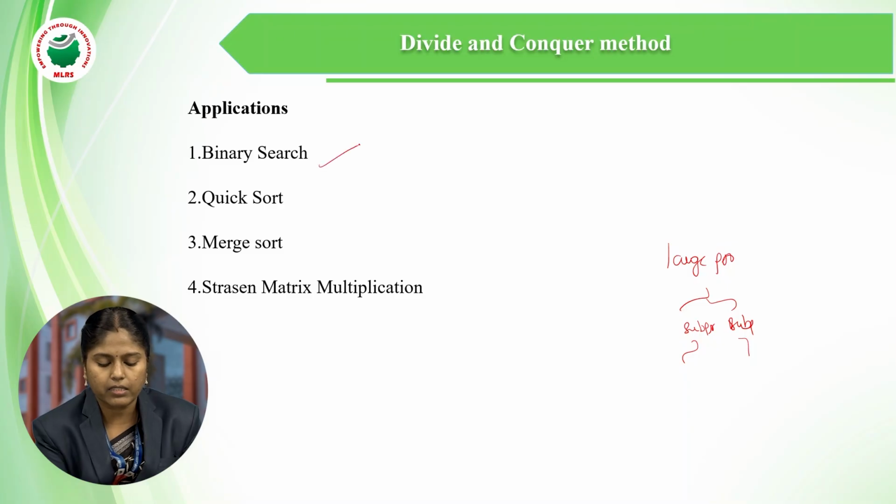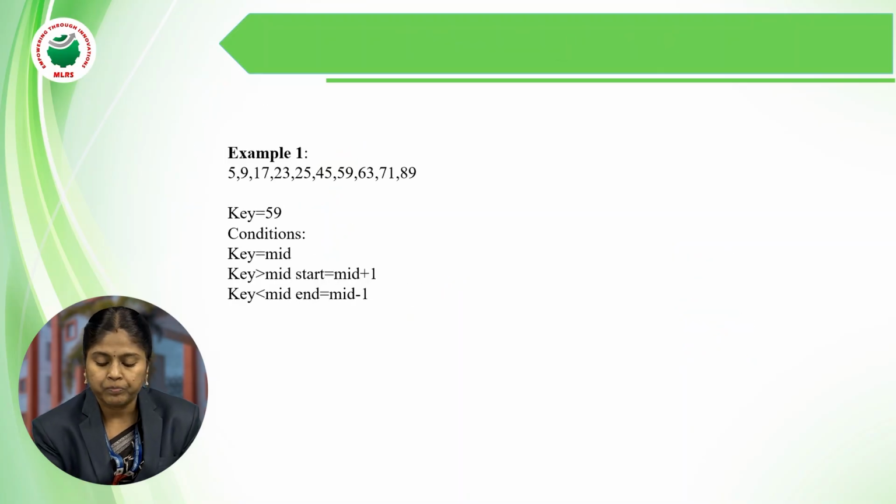First one is binary search, and the next one is quick sort, and the next one is merge sort, and the next one is Strassen's matrix multiplication. These are all applications that we are going to read about in the divide and conquer strategies. First we will see about binary search. We are going to learn it now.